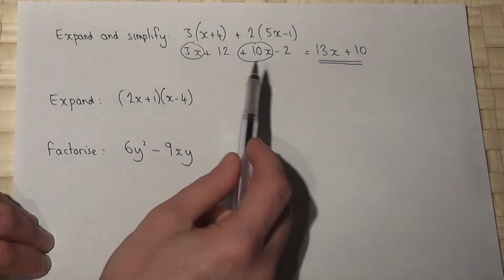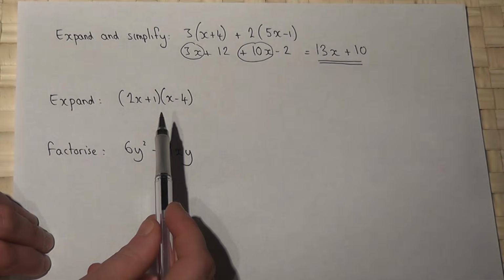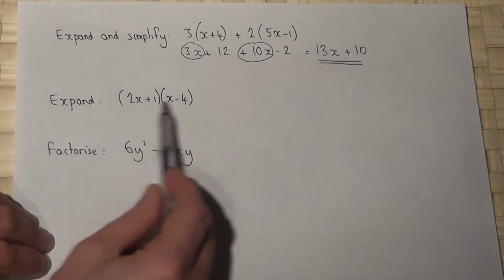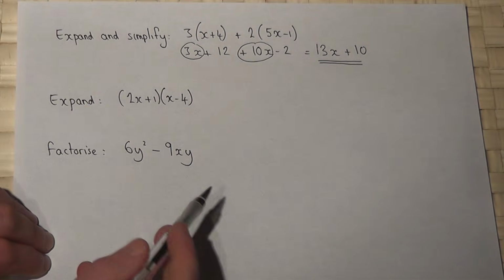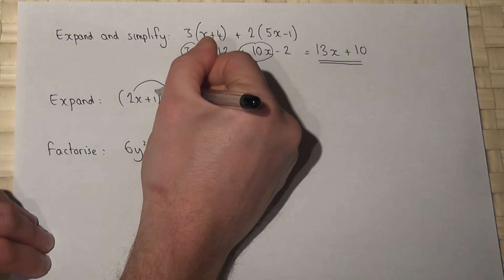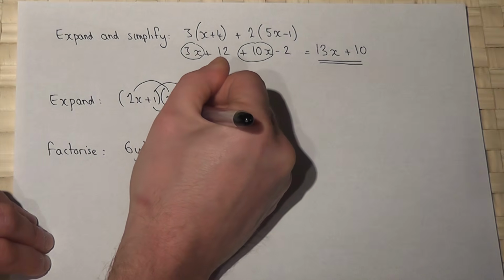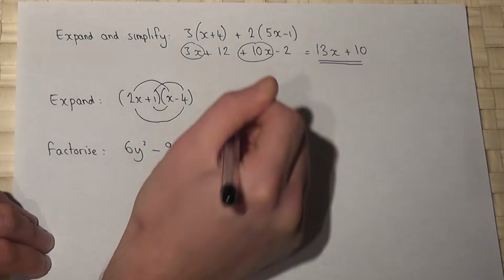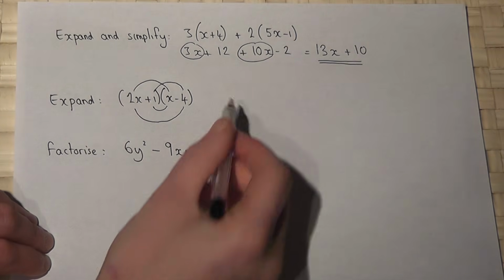So this was the sum of 2 linear brackets. This is the expansion of 2 brackets times together. Now for this one I tend to use what I always call the smiley face method, which tells me what I need to times together. This can also be called FOIL, and you can also use a group method.